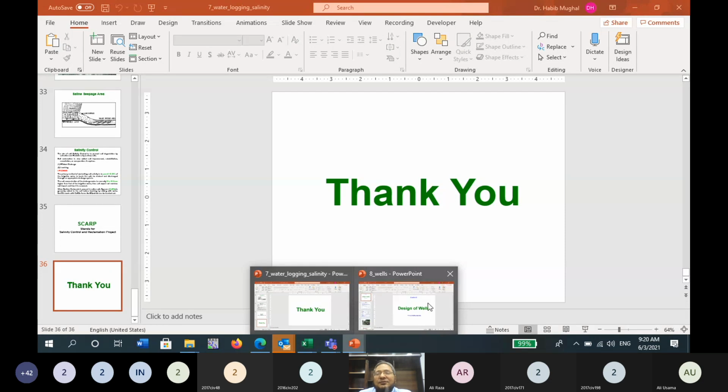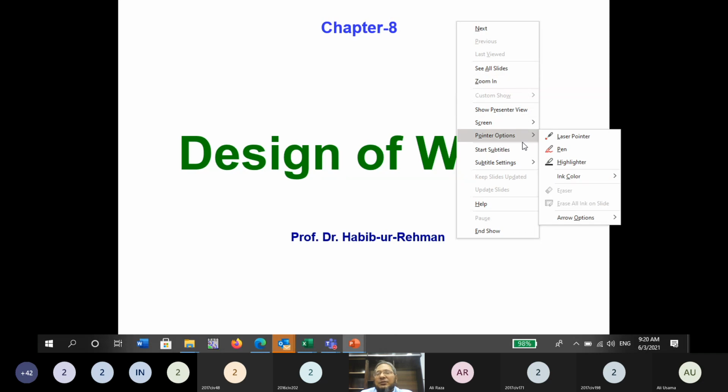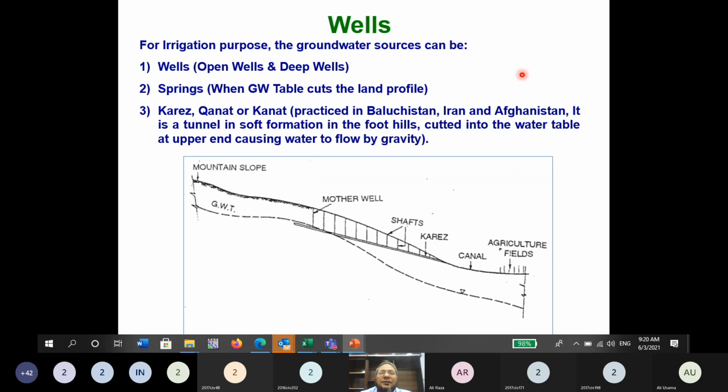All right, now let us start the last chapter, which is a very small chapter. We would like to cover only the theoretical part of this chapter, because its understanding is very useful for you, and that is the design of wells. For irrigation purposes, how can we extract groundwater? Groundwater can be extracted from three sources, first by providing wells. Those wells could be open wells or deep wells.